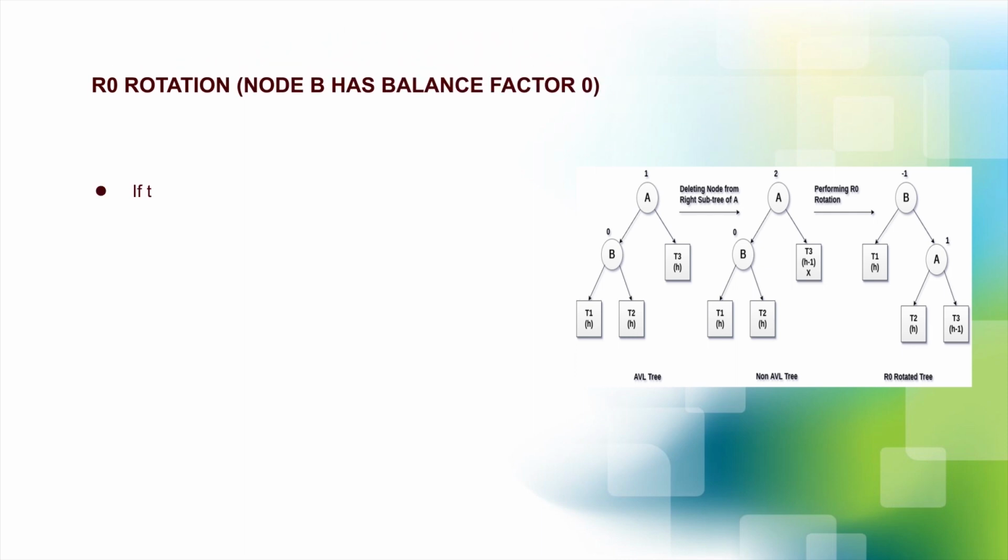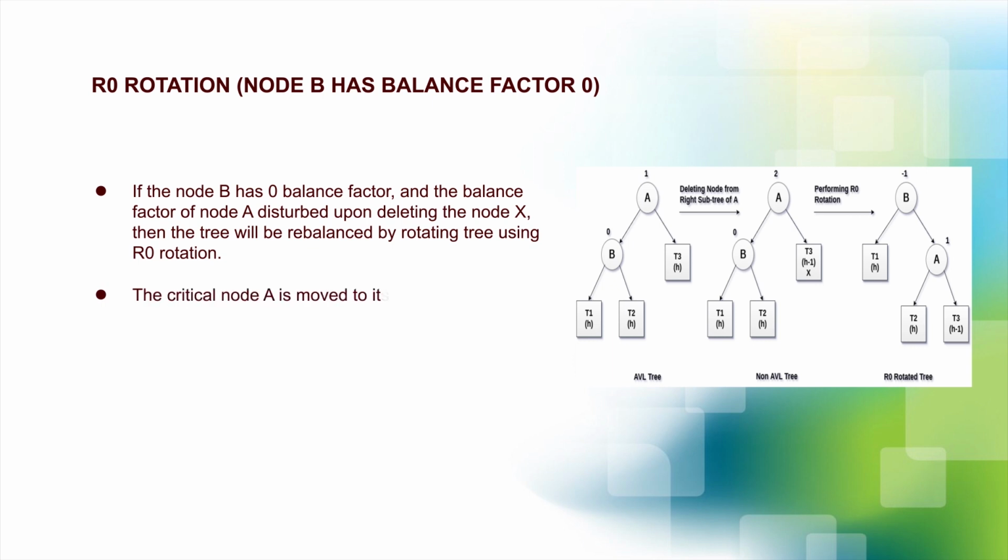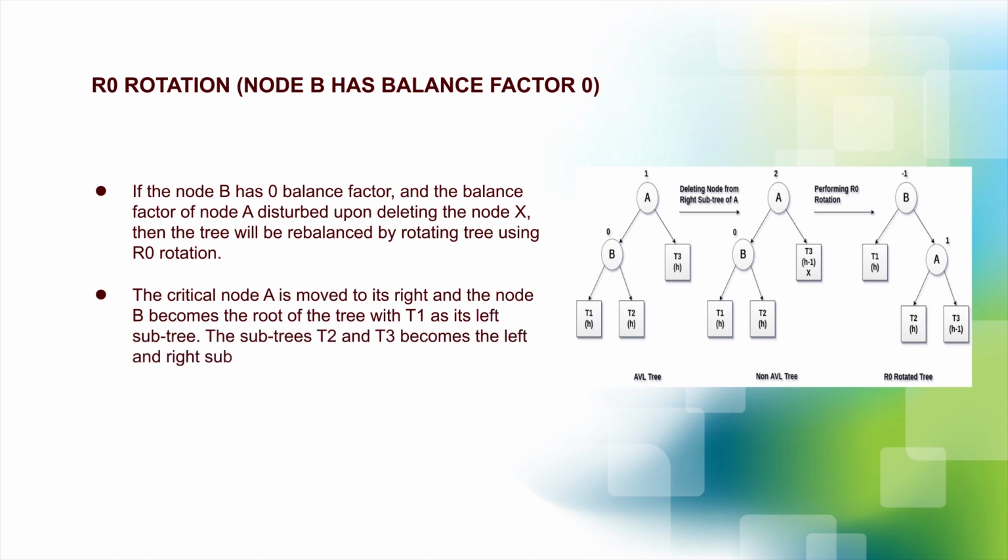R0 means node B has balancing factor 0. If node B has balancing factor 0 and the balance factor of node A is disturbed upon deleting node X, then the tree will be rebalanced by rotating using R0 rotation. The critical node A is moved to the right and node B becomes the root of the tree, with T1 as its left subtree. The subtrees T2 and T3 become the left and right subtrees of node A. The process involved in R0 rotation is shown in the following image.